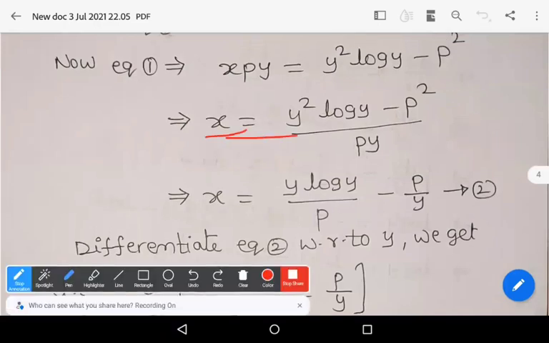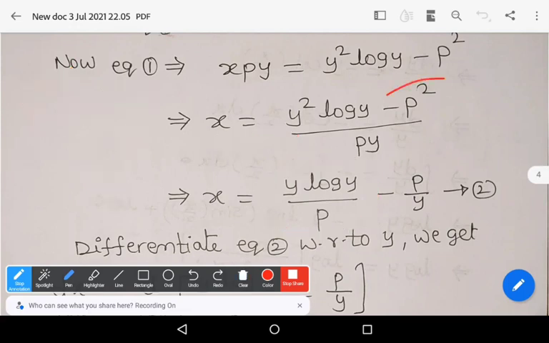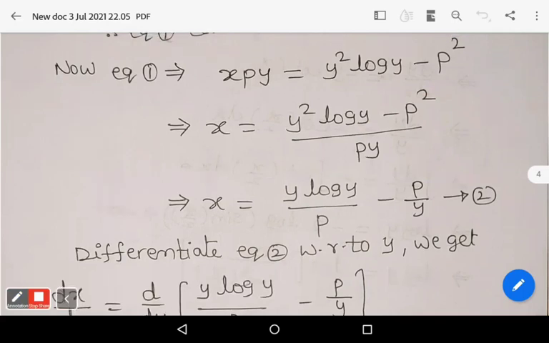Here you observe that y square log y divided by py, y square and y get cancelled, and you get y log y divided by p. And the second term, minus p square by py, you get only minus p by y. Let it be equation number 2.